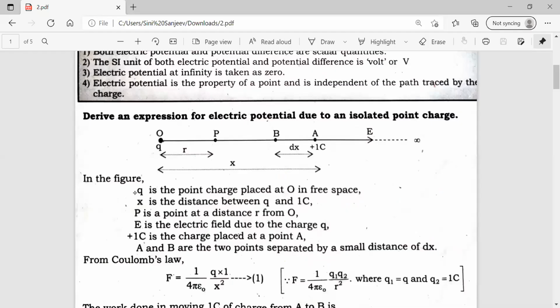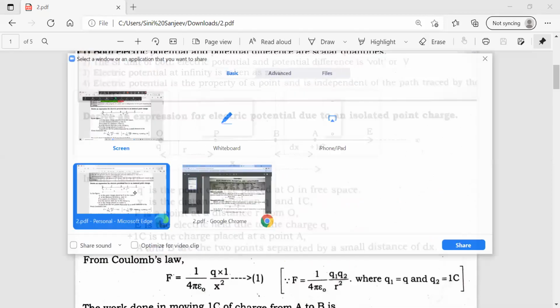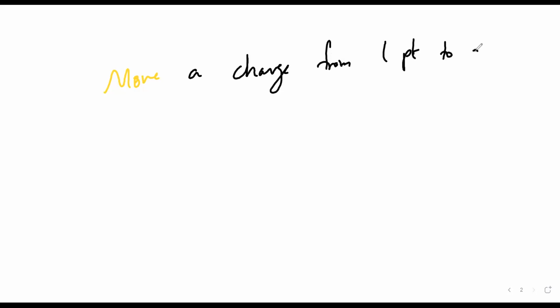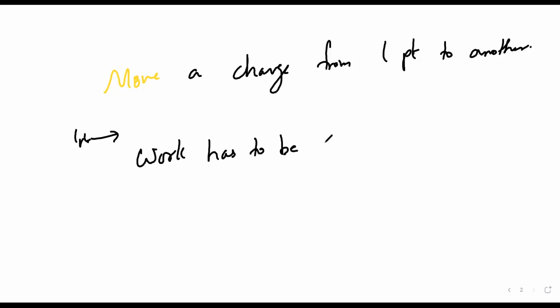So derive an expression for electric potential due to an isolated point charge, which means what I'm trying to do in this particular thing is move a charge from one point to another. So obviously, if I'm trying to push a chair from one point to another point, work has to be done. The chair won't move by itself. So obviously, I have to do some work.